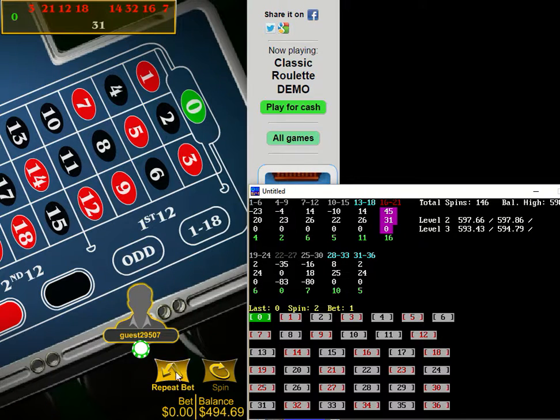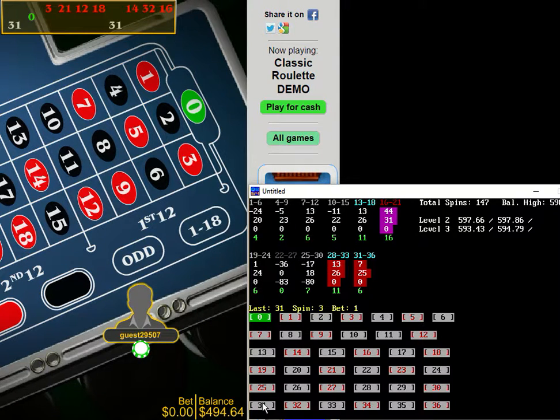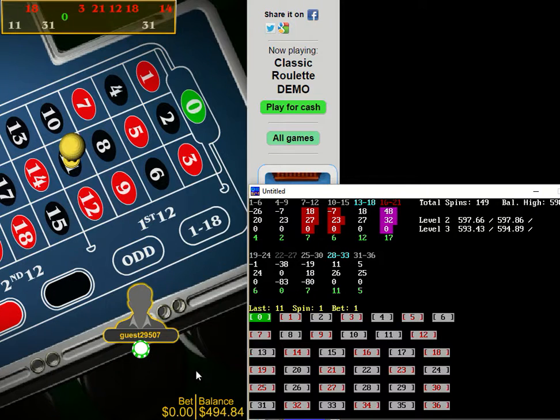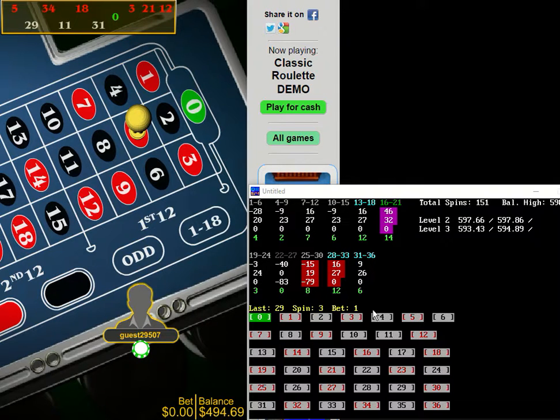Okay, and input the new entry, 594.89. Okay, and we're still on fire. So we're going to repeat our bet and keep going. Yeah, see, it follows the flow. The random flow follows these numbers, the SQ numbers.